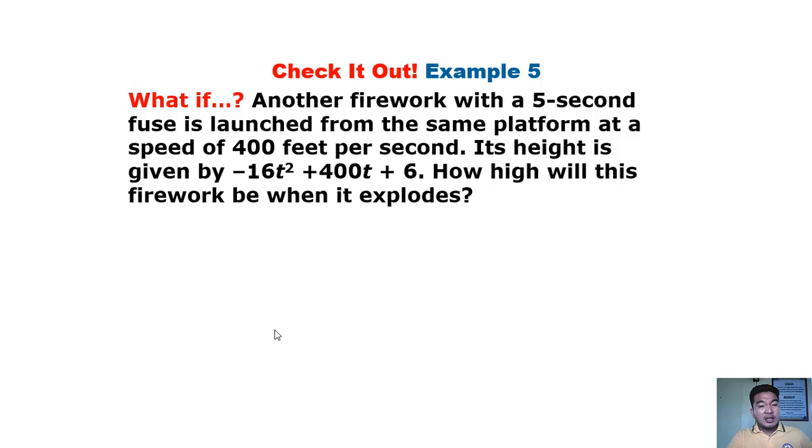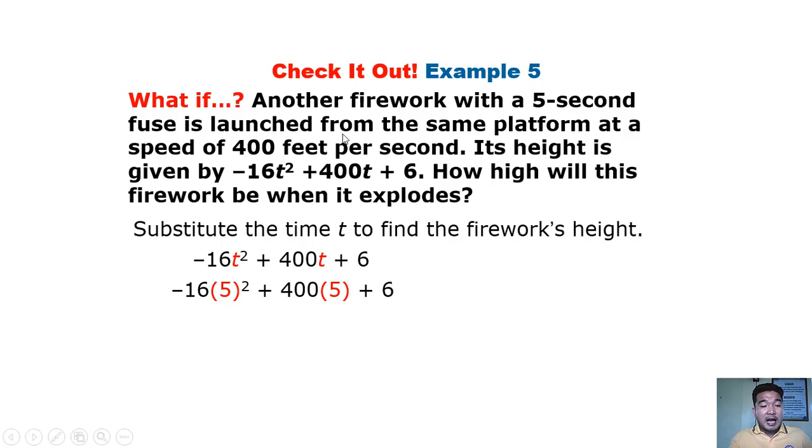Another example, what if another firework with a 5-second fuse is launched from the same platform at a speed of 400 feet per second? Its height is given by negative 16t squared plus 400t plus 6. How high will this firework be when it explodes? So yung t ulit dito is time. So papalitan lang natin yung t ng 5. So you will have negative 16 times 5 squared plus 400 times 5 plus 6.